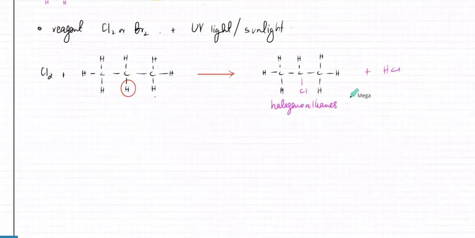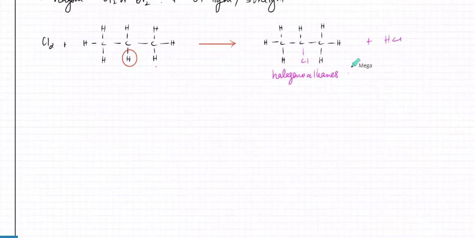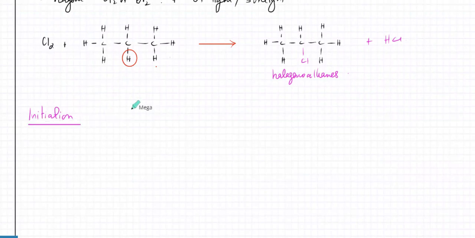Now, if you remember, the reaction had three steps. First one being your initiation. So what happened in the initiation? The first step was that free radicals were produced. Does anyone know what a free radical is? What's the definition of a free radical?